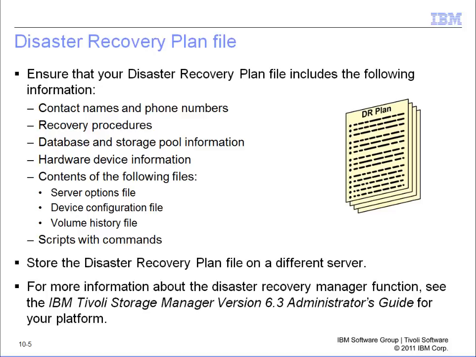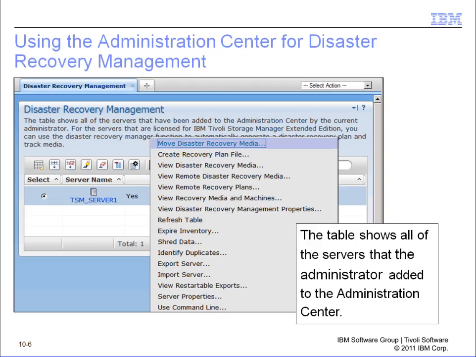It's a good idea to have this plan file sent to an output file that you can then store on a different server. You can also use the Administration Center to manage DRM. You notice the tasks here. You can move your disaster recovery media. This is where it moves the volumes from state to state. For example, from courier to vault. You can create your plan file, view your media, view remote disaster recovery media, etc.